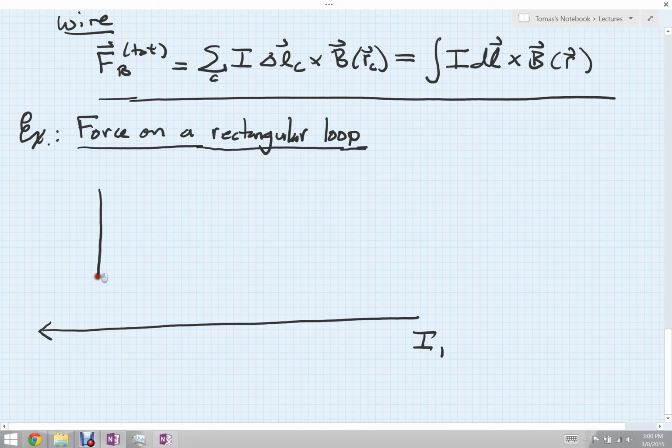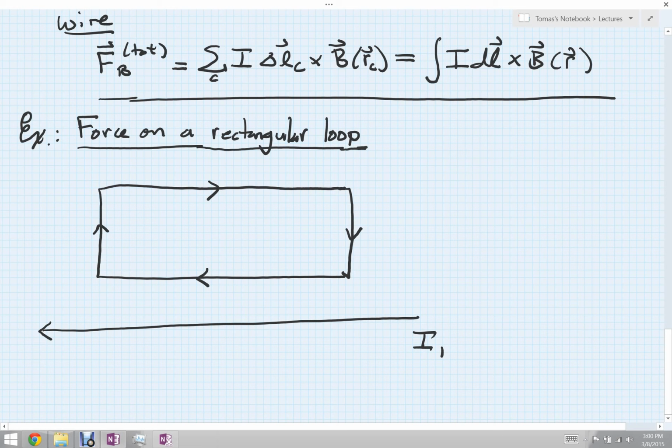So the loop will look something like this. It's got a certain length to it, and it extends between two certain distances from my wire. The current will flow this way, clockwise around my rectangular loop. I'll set this up with a battery and a resistor or something, and I will ensure that it has a certain current flowing, with the value I2.